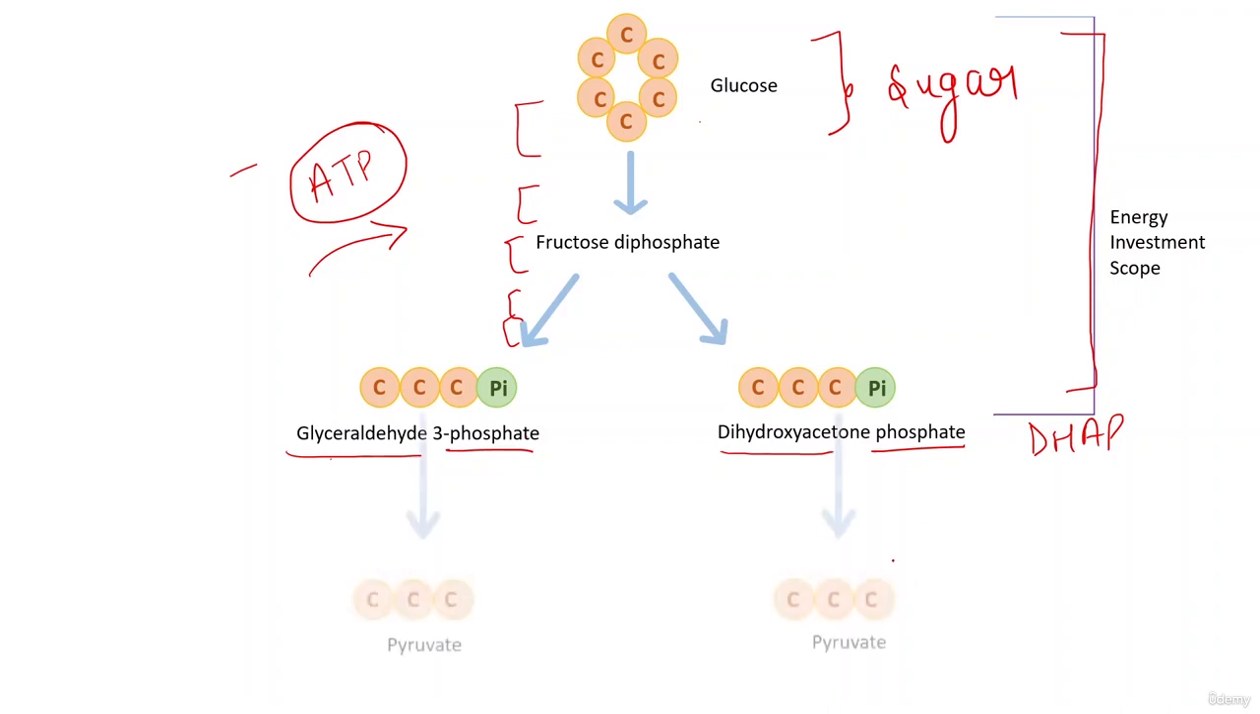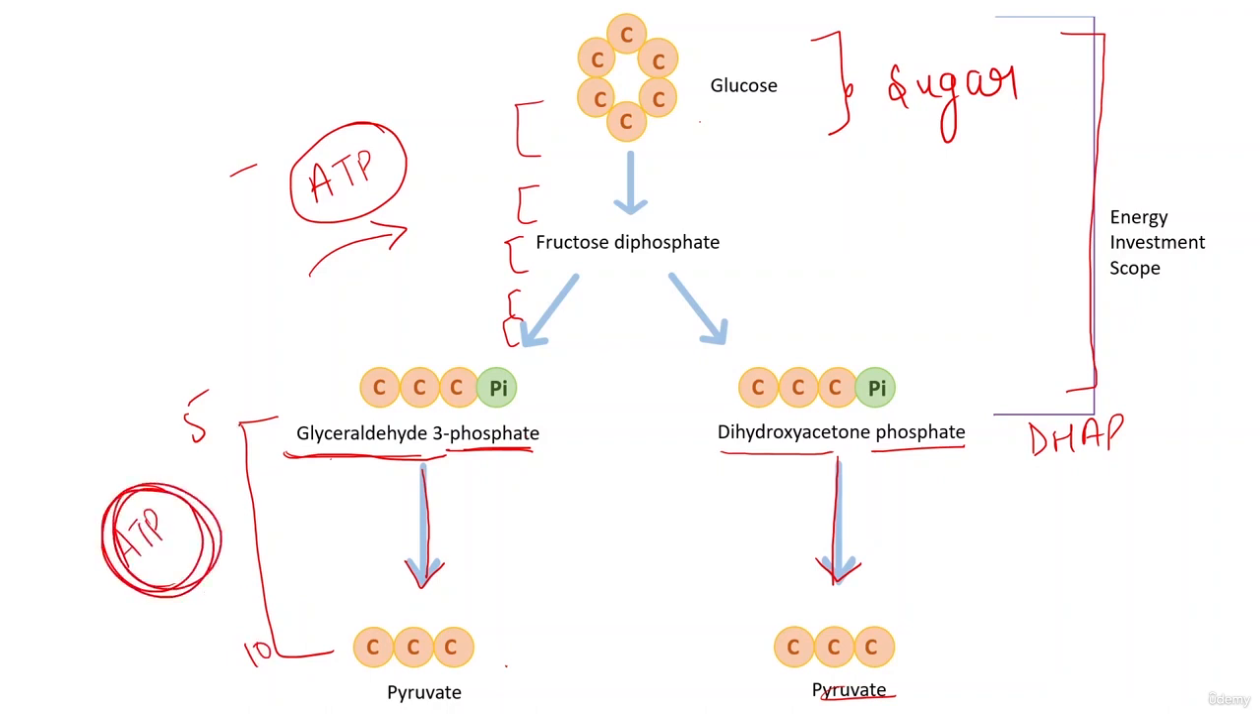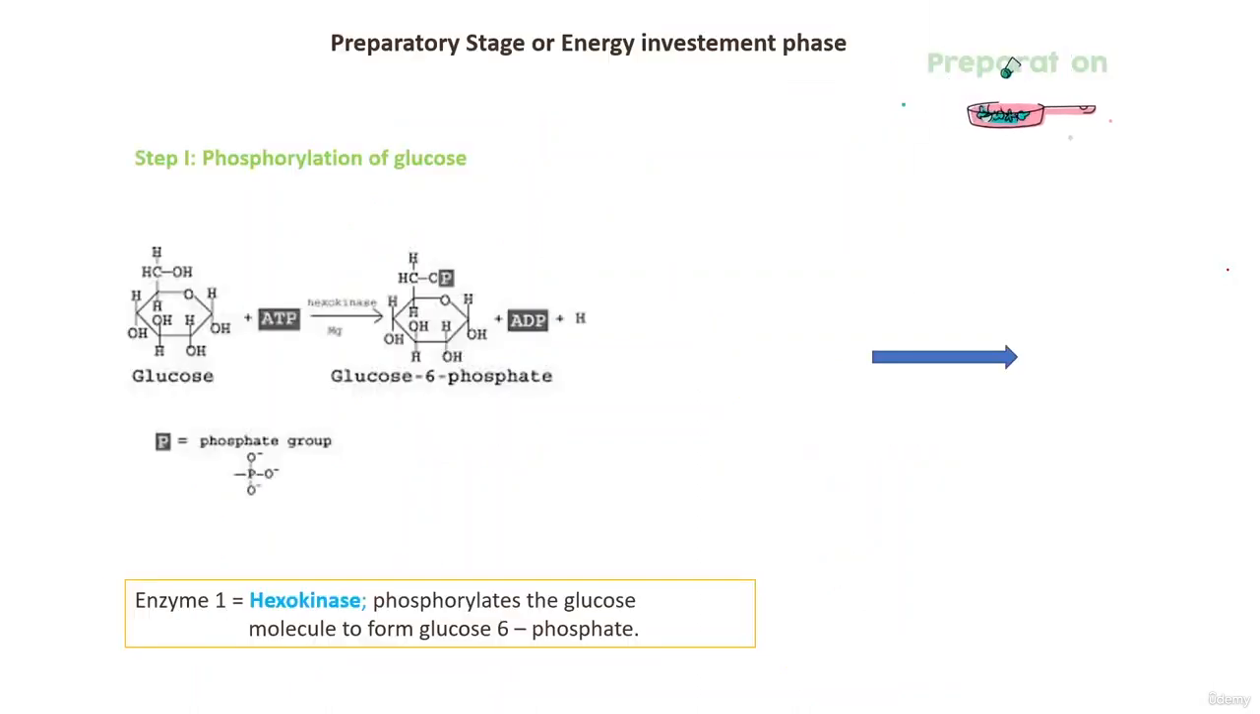But later, what happens after that, when glyceraldehyde 3 phosphate further goes through this process and dihydroxyacetone phosphate also produces pyruvate. During the process from steps 5 to 10, the ATP output is more than the input. So this is the energy payoff phase and this is the energy investment phase. Let's understand that in detail.